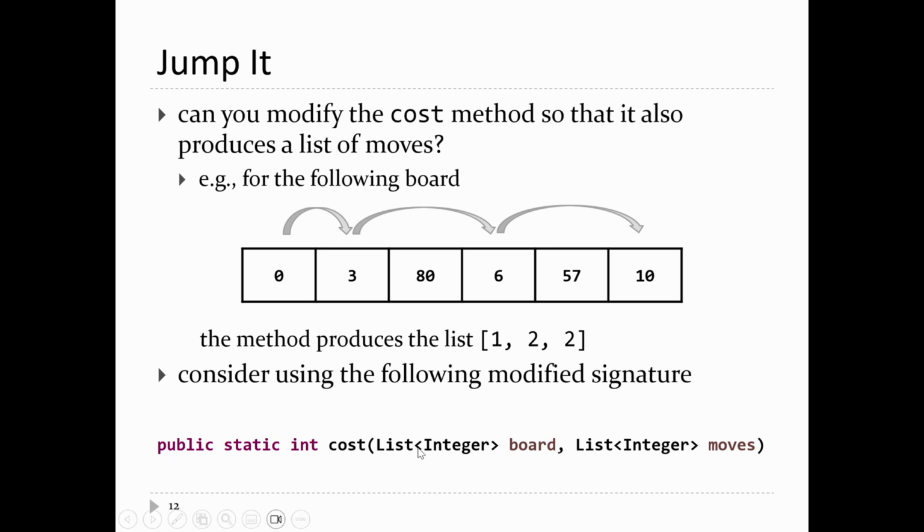So in this version of the method, it's the same thing. It's called cost. You pass in a board. The first time you call the method to solve an entire board, you pass in an empty list, an empty list of moves. And your cost method should fill in that list with the sequence of moves that are made, also returning the total cost of solving the board. So if you're interested in practicing recursion, give that a shot right there.